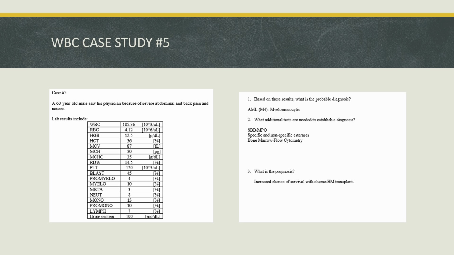So what is the prognosis? Okay, so with this condition, this patient has an increased chance of survival with chemotherapy and bone marrow transplant. So it's really hard to say what the prognosis is really. I mean, with treatment, yes, there's an increased chance of survival. But this patient's a little bit on the older side and may not tolerate it well, especially if he has other comorbidities. Seeing that there is protein in his urine tells me this patient might have some renal insufficiency.